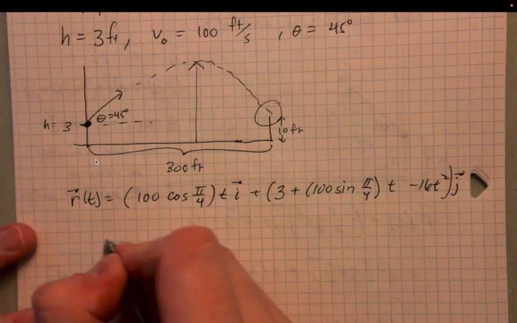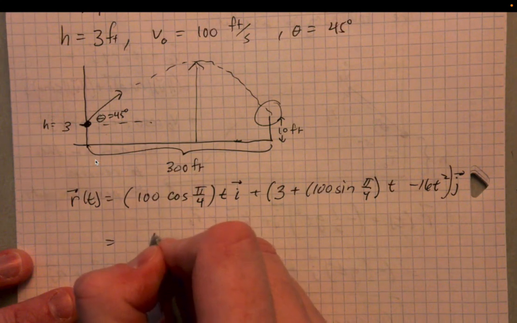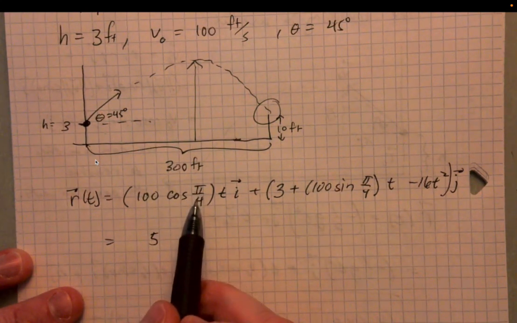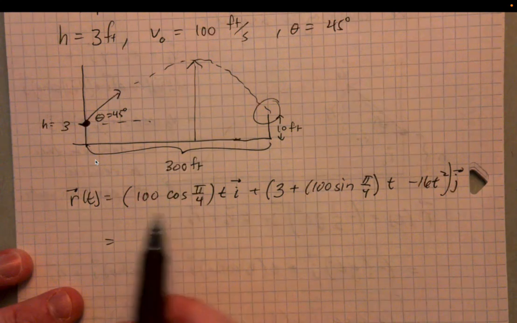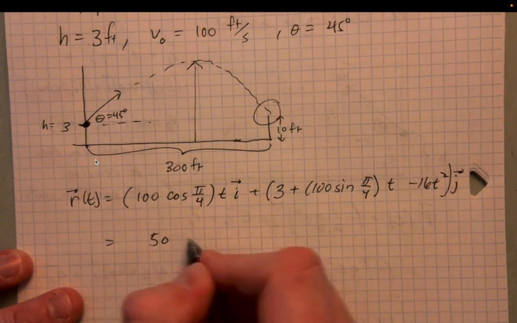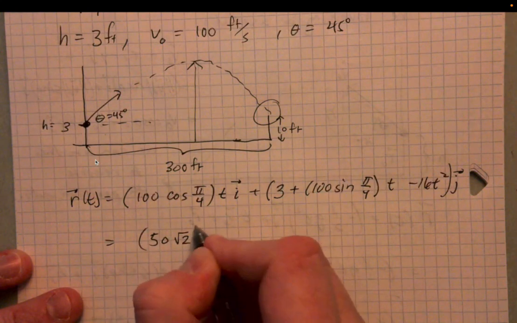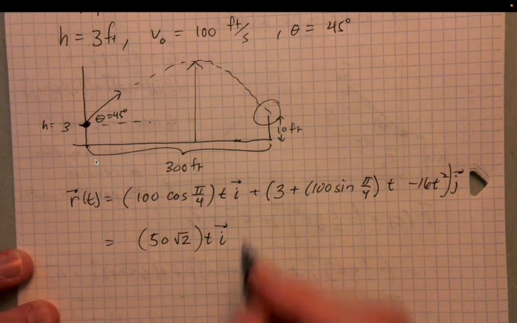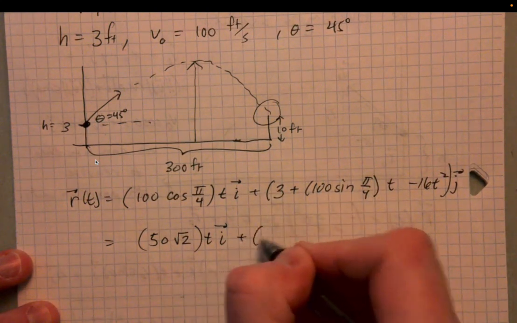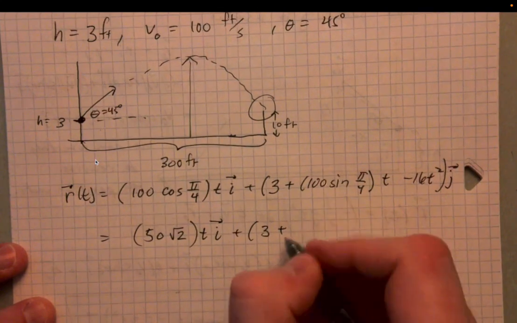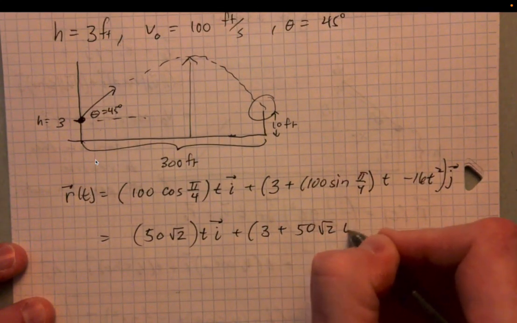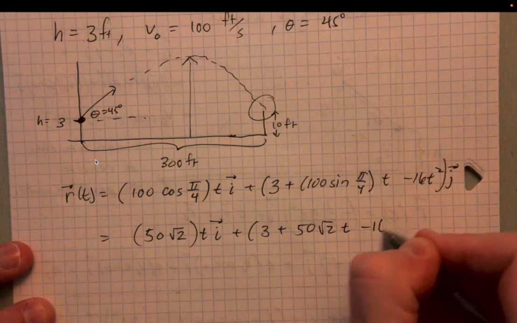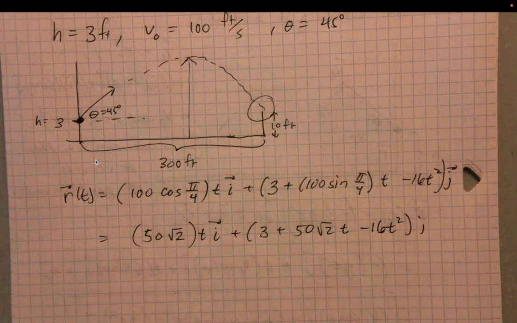All right, let's simplify this a bit. Cosine of pi over 4 is square root of 2 over 2, so 100 divided by 2 is 50, and this will be 50 times the square root of 2 times t times i. And then the j component is 3 plus 50 times the square root of 2 times t, and then minus 16t squared. And so that's the position.